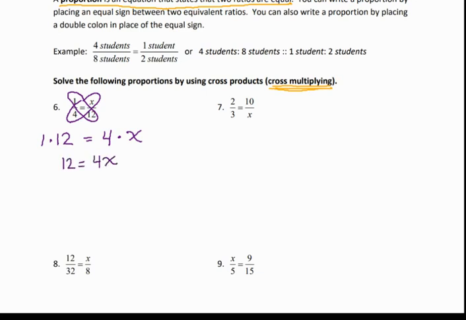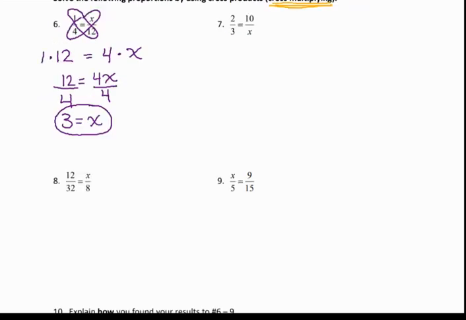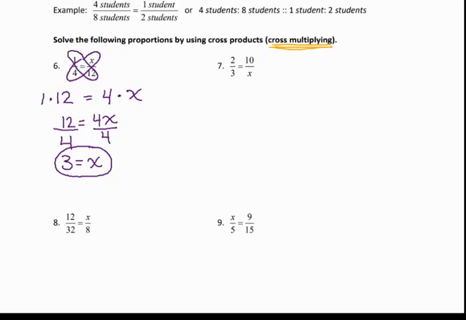And now we should all be pros at solving equations. How do I get x alone? Divide, right? That's saying 4 times x. So to undo, we divide by 4. So we get 3 equals x. Okay? Go ahead. You try 7, 8, and 9. So use that cross multiplying, cross products, and solve for x in each problem.